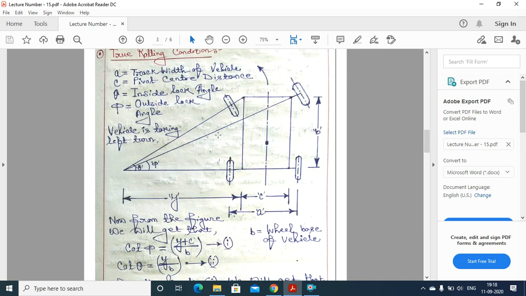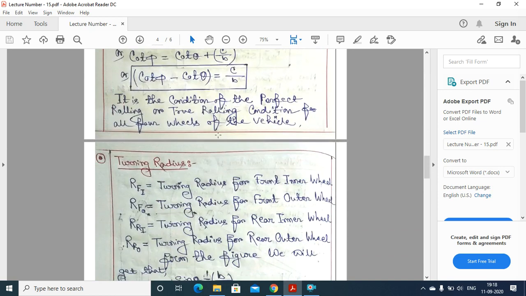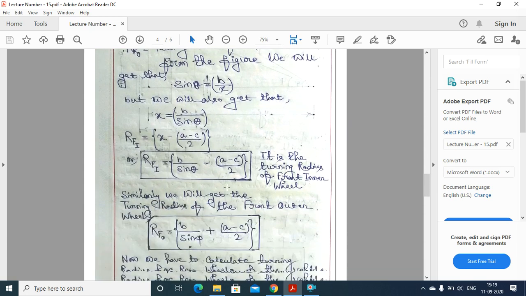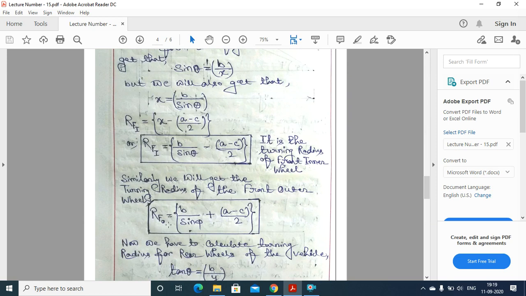From here we can write that z is equal to b by sine phi. So RFO is equal to b by sine phi plus (a minus c) by 2. That is the turning radius for the front outer wheel.